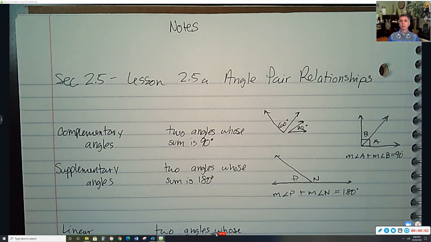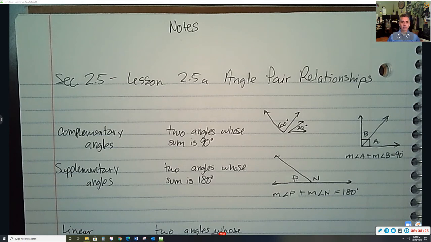Hey everyone, so we have some notes, and these notes should look familiar because we've actually talked about this before. Hopefully the second time around you'll get more comfortable with dealing with these and solving equations and problems with these.